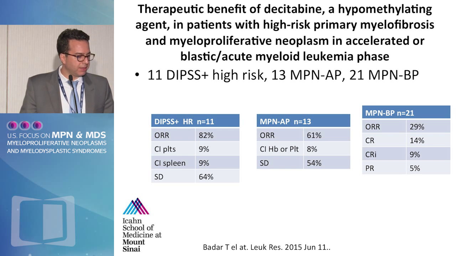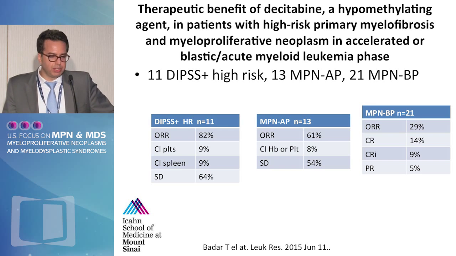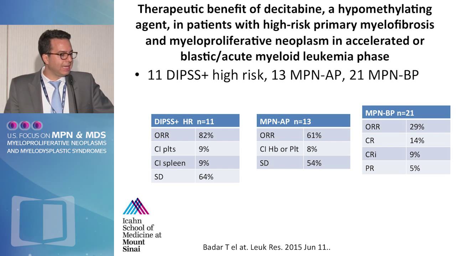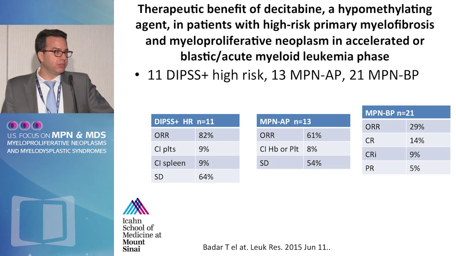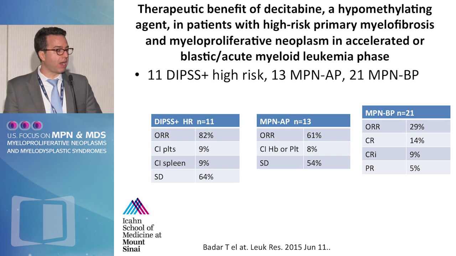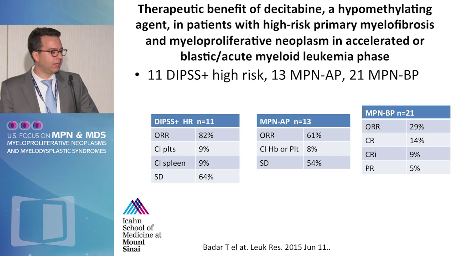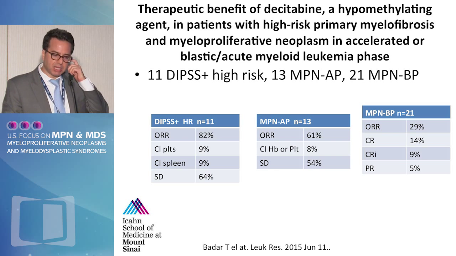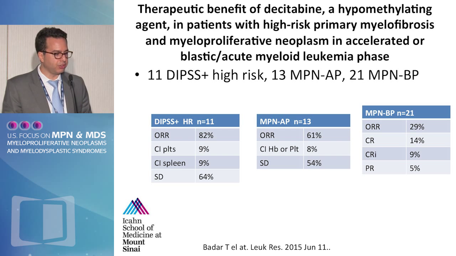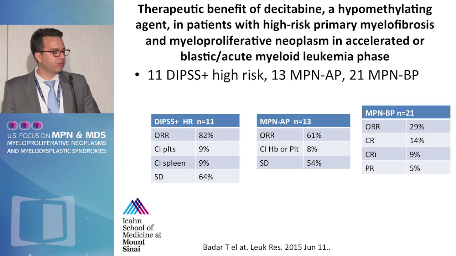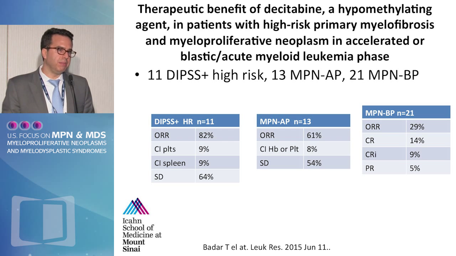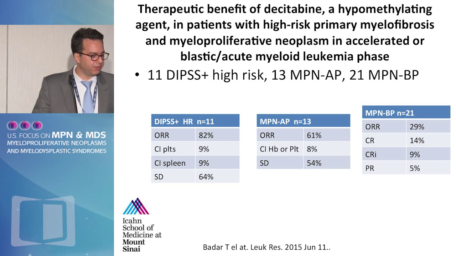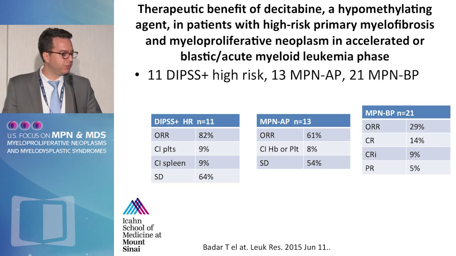This was just published, I think, last month in Leukemia Research. This is from Serge's group, looking at, again, decitabine. This is 20 milligrams per meter squared 5 days in a row, cycled every 28 days, in patients with more advanced disease, so high risk by DIPSS or accelerated phase or blast phase, as shown here. But I'm going to concentrate on the blast phase patients, the 21 that are shown on the right, where the overall response rate with single-agent decitabine is 29%. Median cycles to response was 2, median duration of response was 7 months, and median overall survival in this subgroup was 7 months.